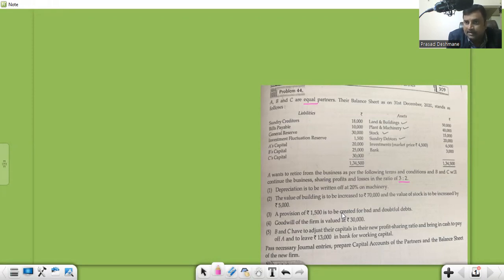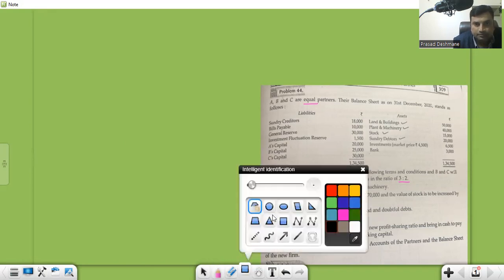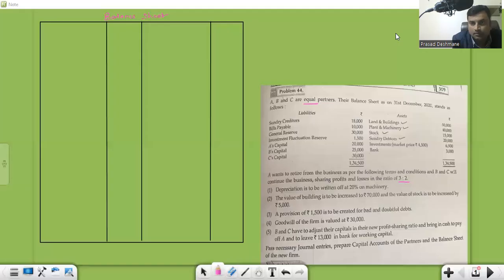So we'll start the sum now. What is the requirement? Pass necessary journals and prepare partners' capital account and the balance sheet. But we are doing a revaluation, partners' capital and balance sheet. Okay. So first I'll make the balance sheet over here. On this page I'll make the balance sheet. Okay. So we'll start putting the assets and liabilities.